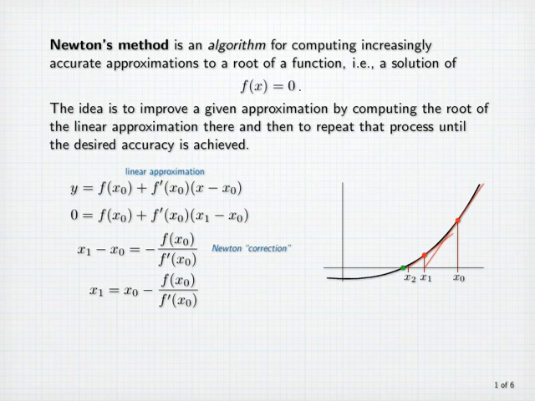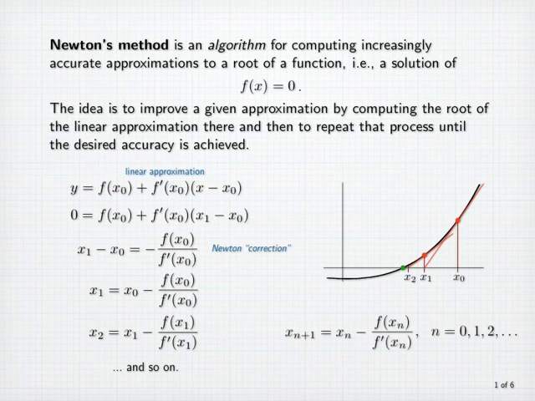x2 is computed from x1 using the same formula, and so on. And in general, we have the formula x sub n plus 1 equals xn minus f of xn over f prime of xn for all integers n greater than or equal to 0.